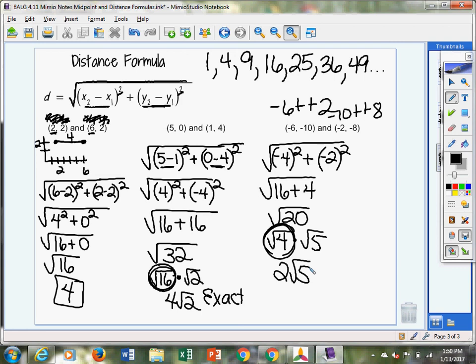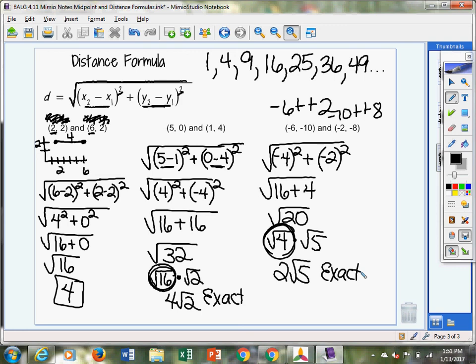If you did the square root of 4 in your calculator, you would see that you're going to get an exact integer answer every time. Okay, so this is the exact answer. And then if you put the square root of 20 in your calculator and pressed enter, you would get a decimal. That's what we call an approximate answer.